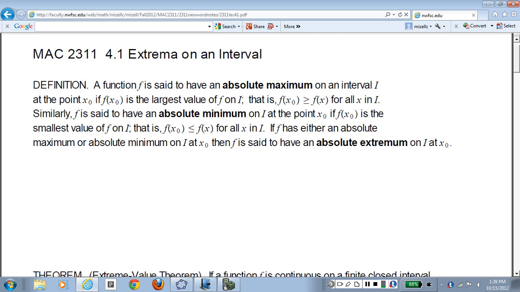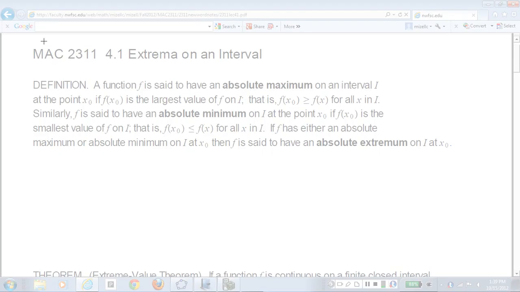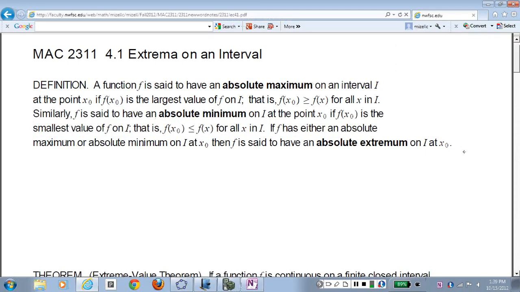So we begin talking about, see at the top, the title of the section is extrema on an interval. Well, let's look and see what these extrema actually are, and look to see if we have a closed interval and a continuous function, how an extremum may be found.